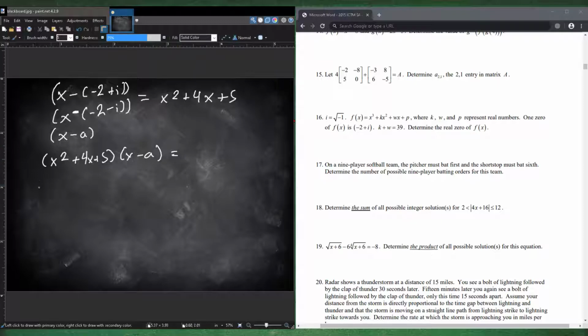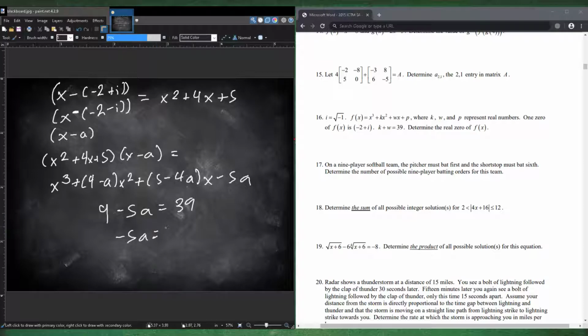So x squared plus 4x plus 5 multiplied by x minus a. That will come out as x cubed minus ax squared plus 4x squared, and this would be minus 4ax, then plus 5x and then minus 5a. And they gave us that k plus w is 39, so the coefficients of x squared and x: 4 plus 5 is 9, negative a plus negative 4a is negative 5a, equals 39. So that means negative 5a equals 30, so a equals negative 6.